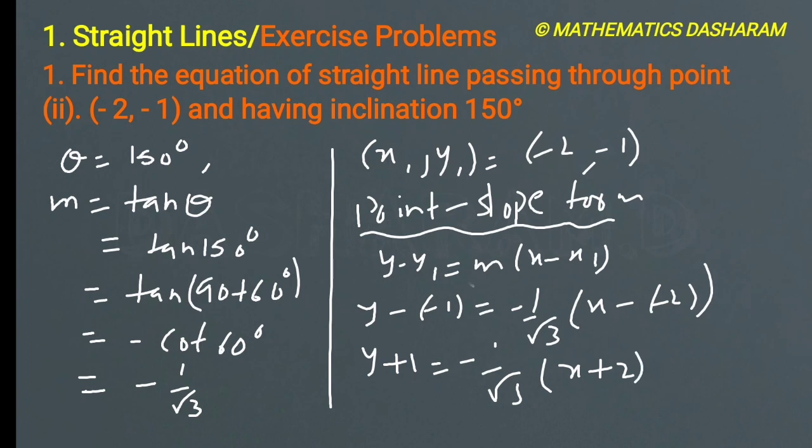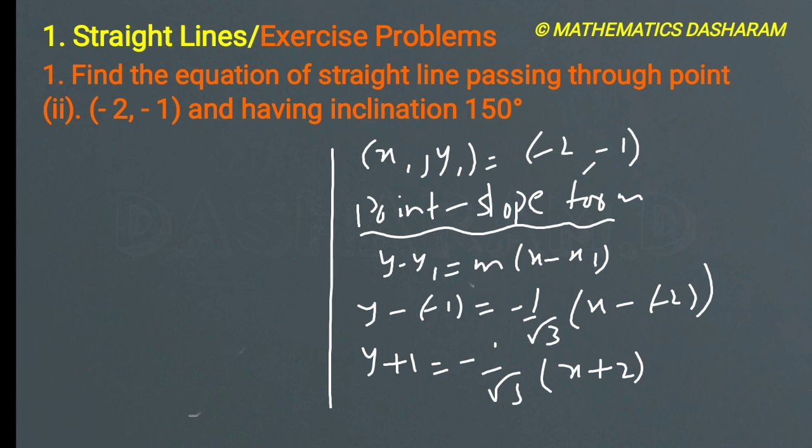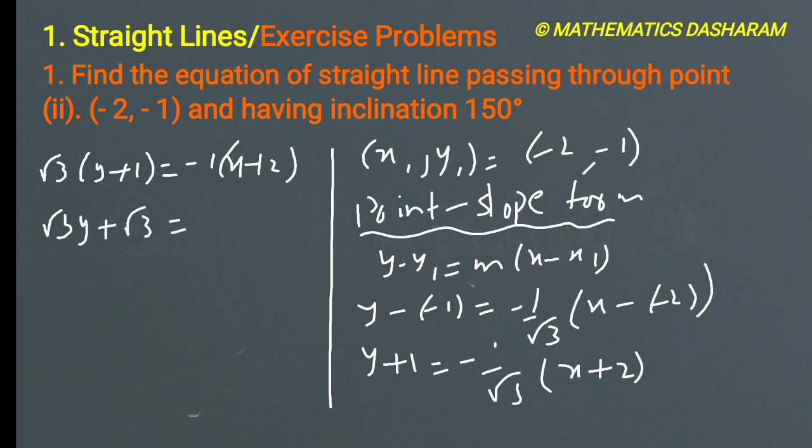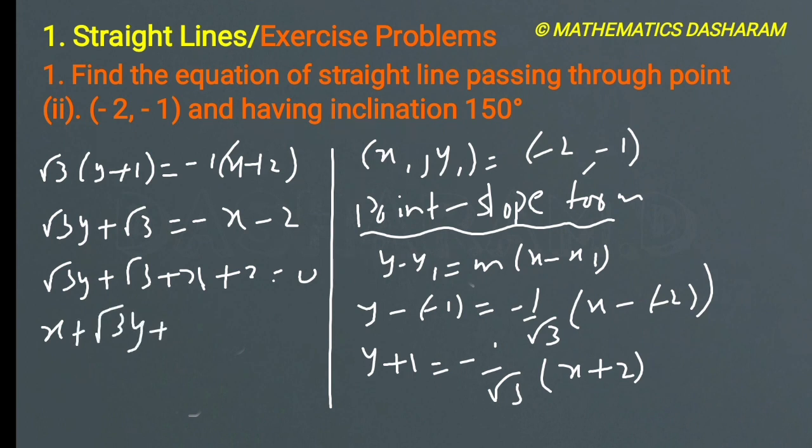So y + 1 equals -1 by root 3 into (x + 2). Root 3 transposes to the left side, so root 3 into (y + 1) equals -1 into (x + 2). So root 3 into y plus root 3 into 1 is root 3, and -1 into x is -x, -2. So root 3y + root 3 + x + 2 = 0. So first the x term, next the y term, next the constant root 3 + 2. So this is our required equation of a straight line.